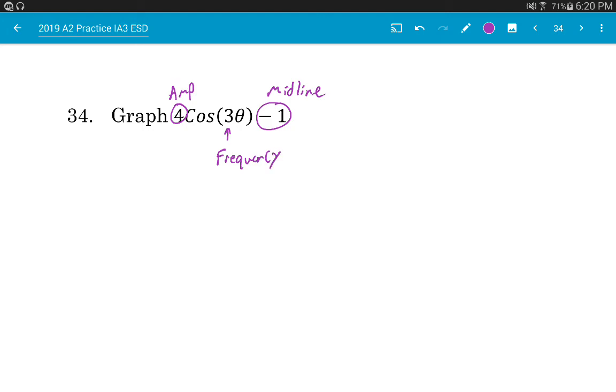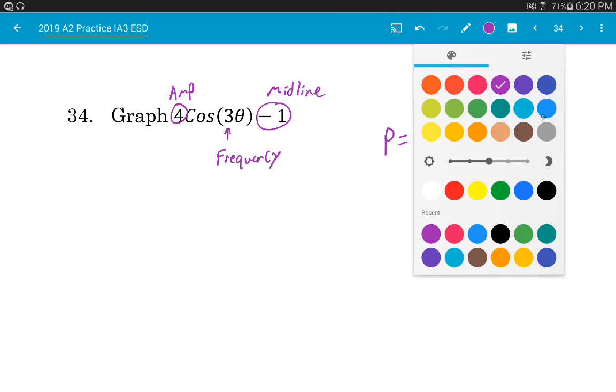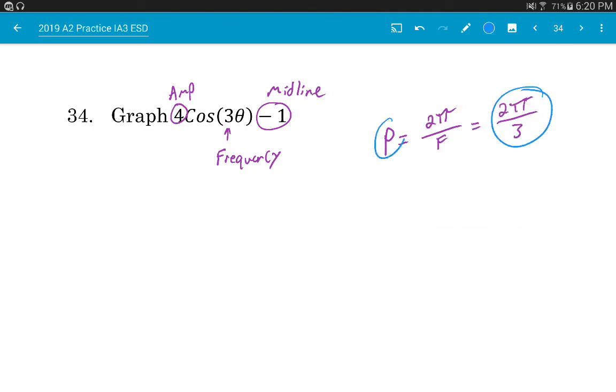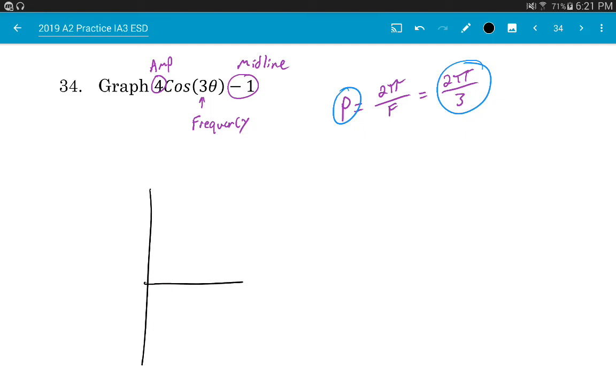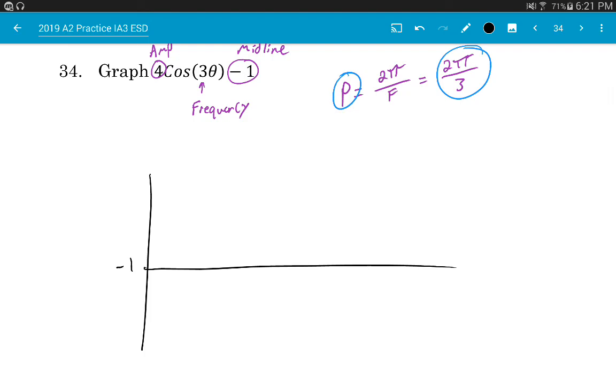Now I told you guys that the best move for you to do here is to find period. The period is equal to 2 pi over the frequency. In this case, that means 2 pi over 3. Now I'll show you in a second what that means. 2 pi over 3 is the period. So let's graph this. My midline is negative 1. It goes up 4, so let's think. 0, 1, 2, 3.